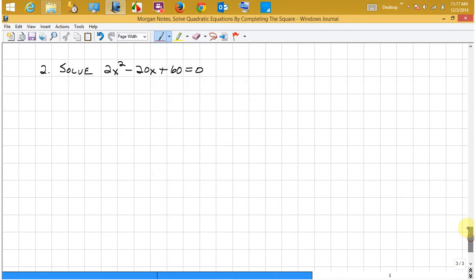Let's do one more. Okay, so once again, you can see that I have a coefficient in front of the x squared that is not 1. So let's divide that out of there. Divide both sides by 2. I get x squared minus 10x plus 30 equal to 0. Now then I'm going to move the 30 over.